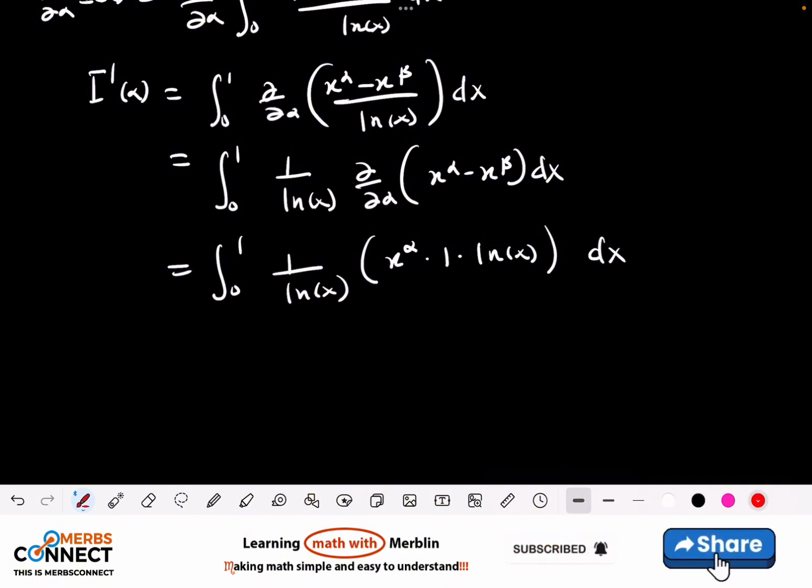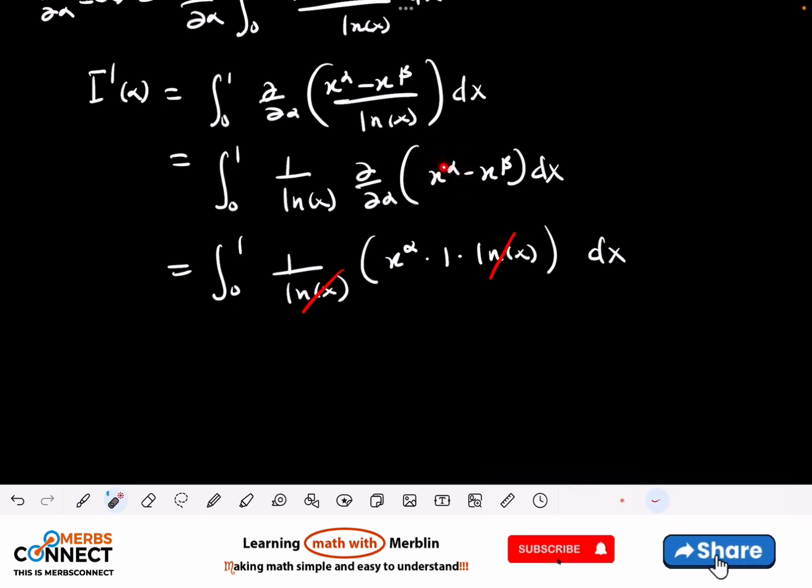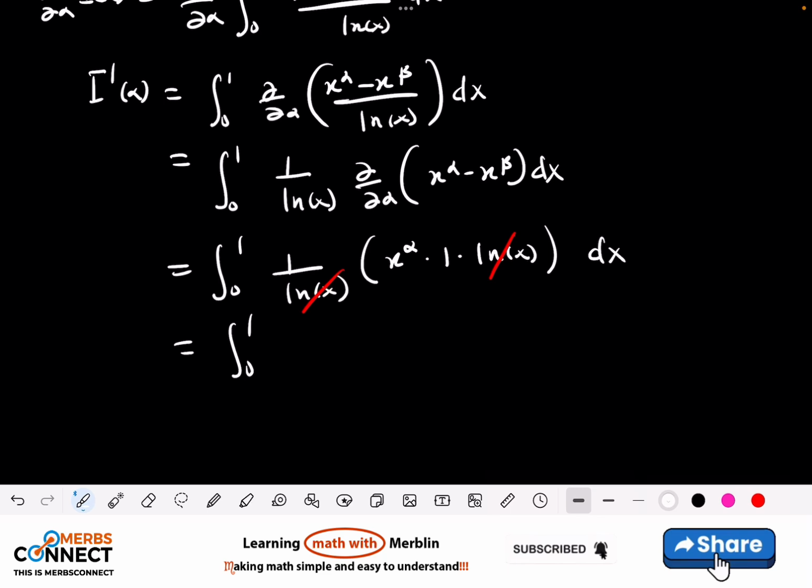And then this will cancel that. As I said, this is like an exponential function where x is the base and it's a constant, and you are differentiating with respect to alpha, right? For an exponential function, maintain the function, differentiate the top, and pick ln of the base. So that's what you are going to get. So this is going to give us the integral from 0 to 1 of x to the power alpha dx.